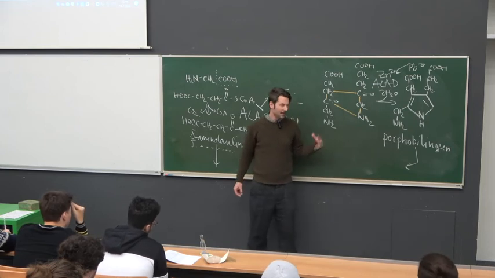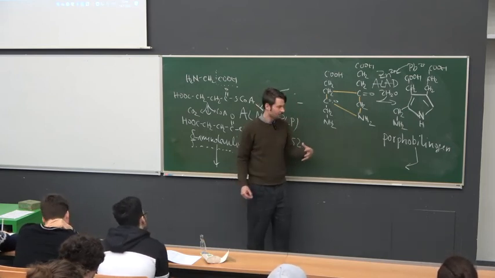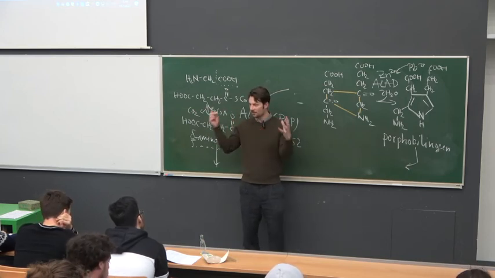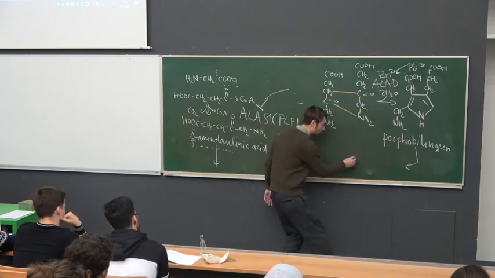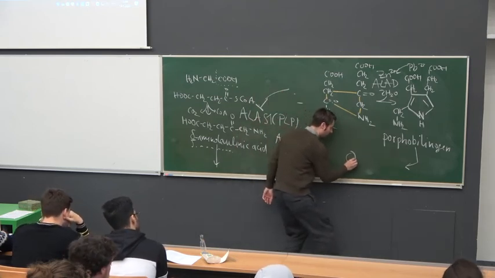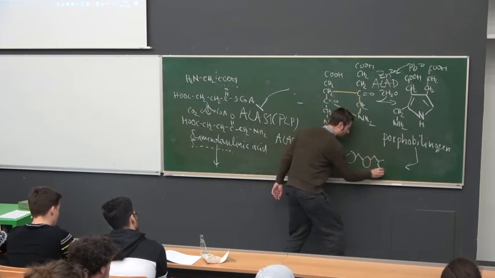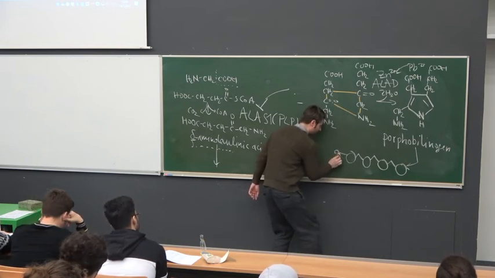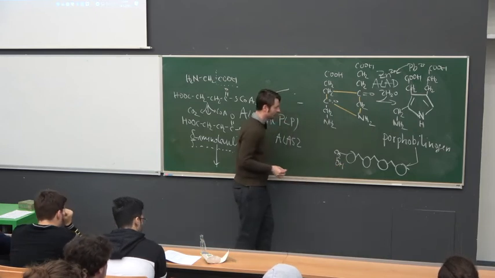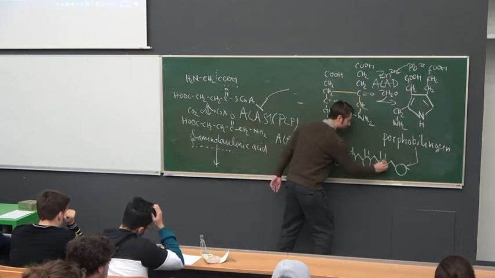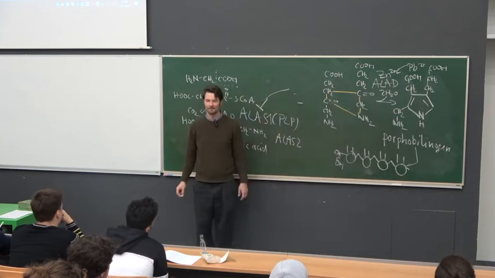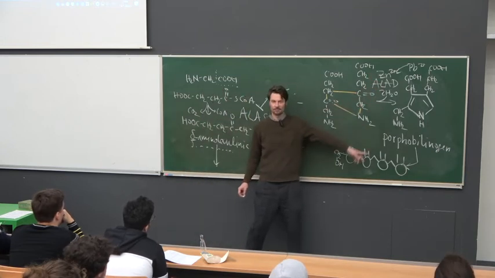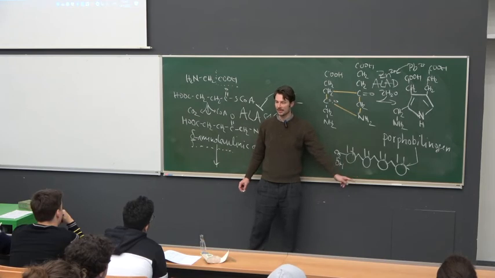So, and I'm now going to draw it just schematically. I'm going to be simplifying the structures, but hopefully you know, because otherwise I would spend a lot of time drawing. So what we have now, after we put four porphobilinogens together, we get a substance which looks like this. Do you understand what I just drew there? Those are the rings with the substituents, just connected by one carbon links.